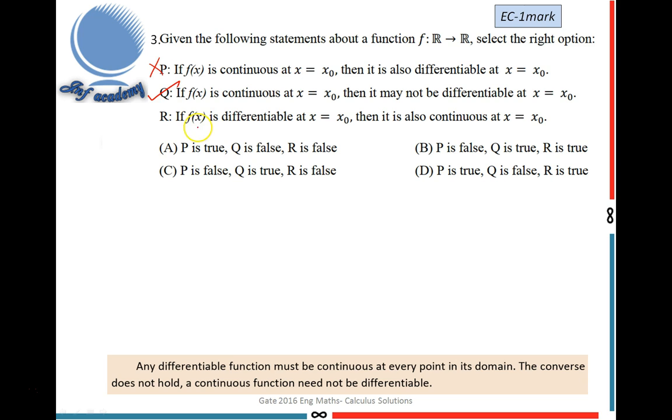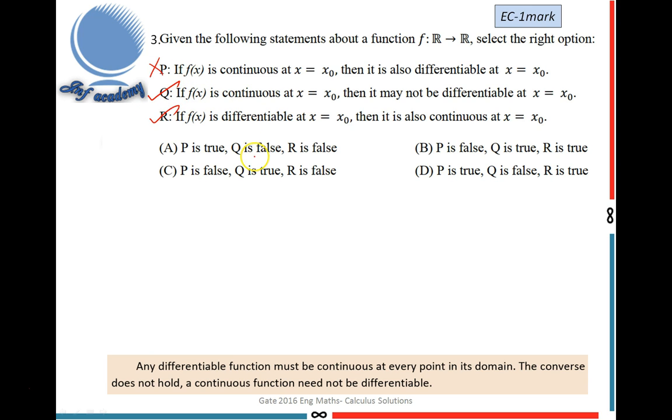Next, statement R says if f of x is differentiable at x equal to x naught, then it is also continuous at x equal to x naught. By using that theorem, any differentiable function must be continuous at every point in its domain. So if f of x is differentiable at x equal to x naught, then it is also continuous at x equal to x naught. Statement R is true.